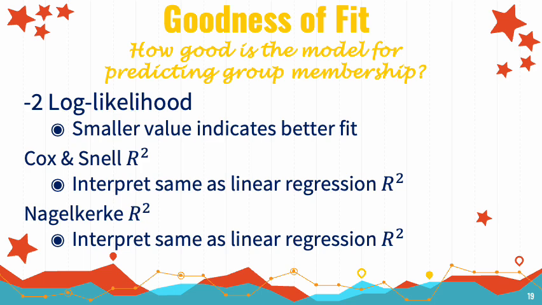To interpret the -2 log likelihood, you are looking for a small value. If another model has a smaller -2 log likelihood than the model you are using, that model would be a better fit for your data. So this value allows us to compare models. The Cox and Snell R-square and the Nagelkerke R-square can be interpreted the same way that R-square is interpreted for linear regression, with closer to 100% showing the variance being accounted for that percentage.